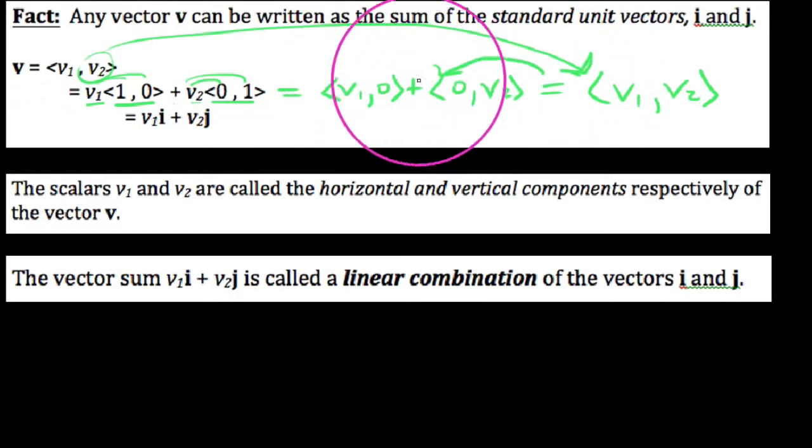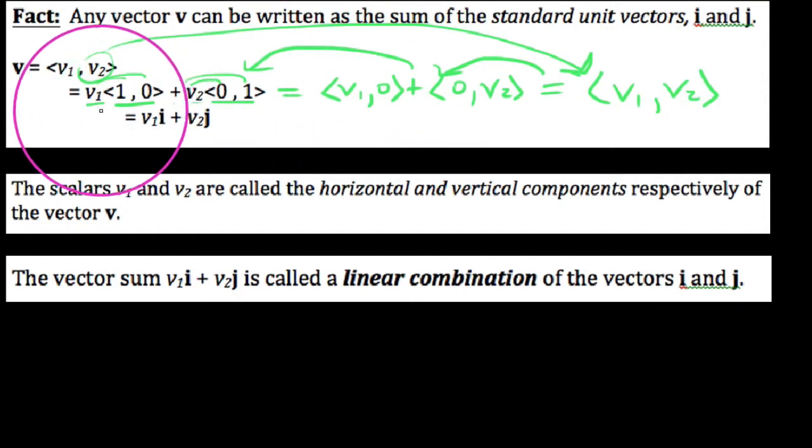And if it can be split apart and written like this, we could factor out v1 and v2 here. Long story short, we know that 1, 0, by definition, we're going to call this the vector i. And we call the vector 0, 1 the vector j. But essentially, we could say we have v1 of these i's and v2 of these j's.